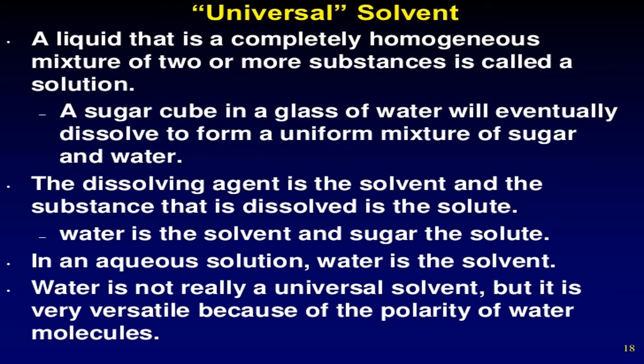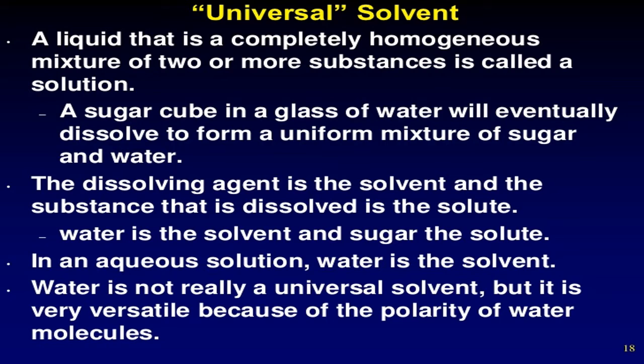Universal solvent: a liquid that is a completely homogeneous mixture of two or more substances is called a solution. A sugar cube in a glass of water will eventually dissolve to form a uniform mixture of sugar and water. The dissolving agent is the solvent and the substance that is dissolved is the solute. Water is the solvent and sugar the solute. In an aqueous solution, water is the solvent.